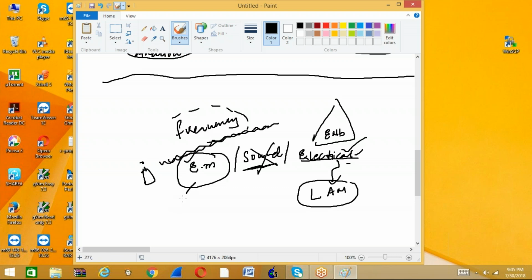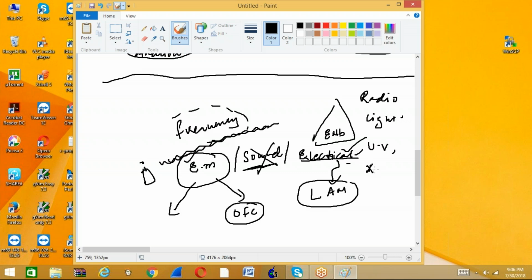Now this electromagnetic signal communication happens in two modes. One is using OFC, optical fiber cable. In an optical fiber cable, you can push your electromagnetic signals. I'm again saying light is an electromagnetic signal. Like light, there are a lot of signals. Radio waves are electromagnetic, light is electromagnetic, and UV rays are electromagnetic.